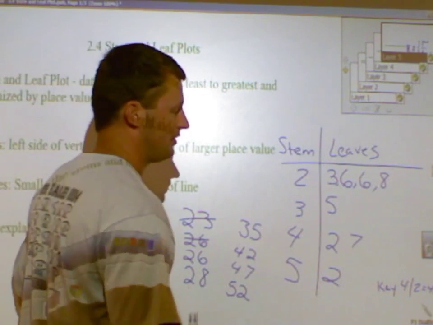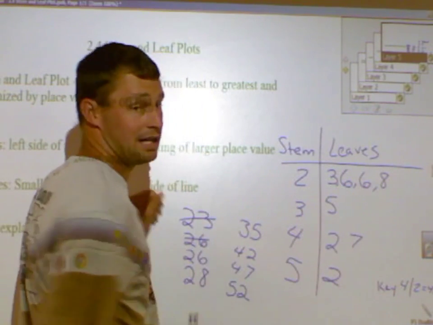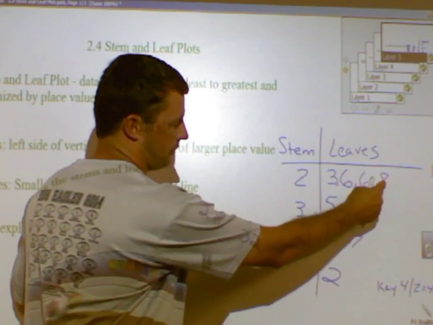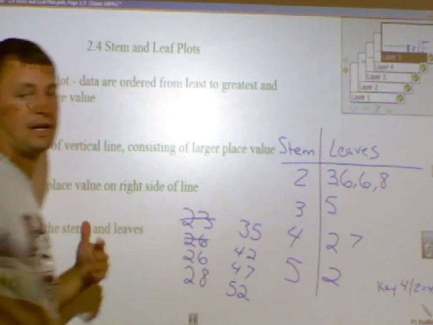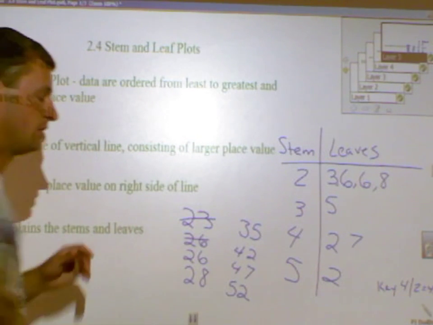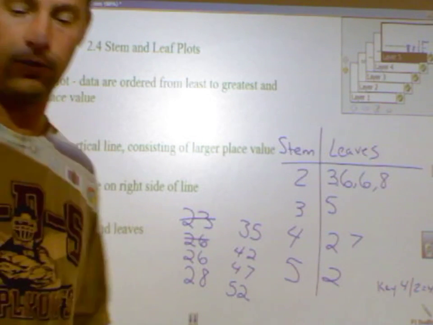Okay, now there's a lot of things you can do with this. You can say, hey, I've got 1, 2, 3, 4, 5, 6, 7, 8 numbers in that data set. And now that I know I've got 8, 1, 2, 3, 4, here's the middle. I can find my median. It can help you find your range, large number, small number. And so a stem and leaf plot's really handy to help you do a variety of things.